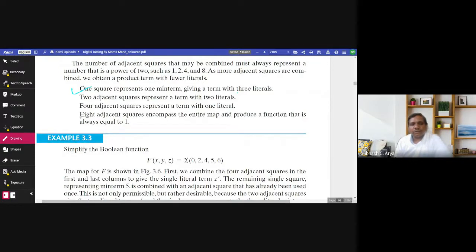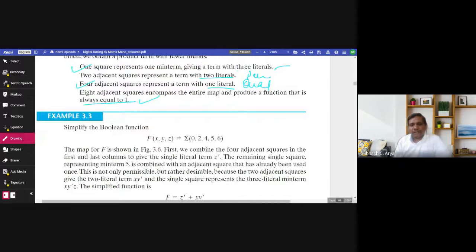Okay. Let me read from here. 8 adjacent squares encompass the entire map and produce a function that is always equal to 1. 4 adjacent squares represent a term with one literal, that becomes your quad, group of 4 ones. 2 adjacent squares represent a term with 2 literals, that is called a pair. And 1 square represents 1 minterm, giving a term with 3 literals in a 3 variable map.